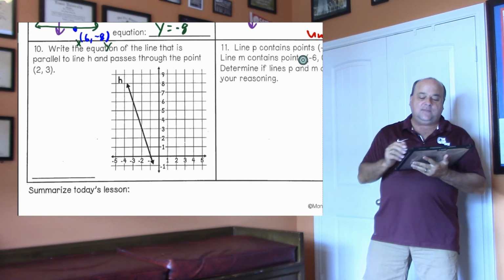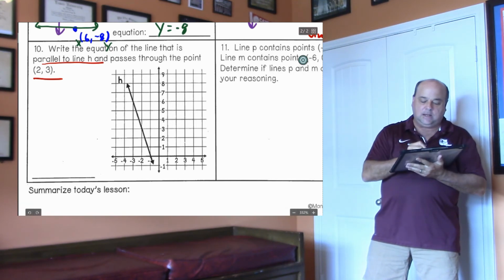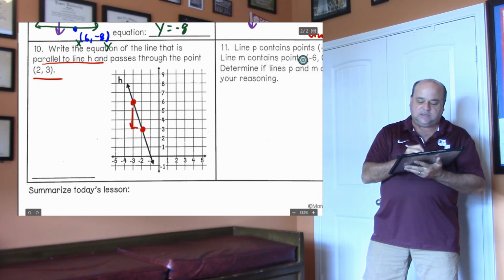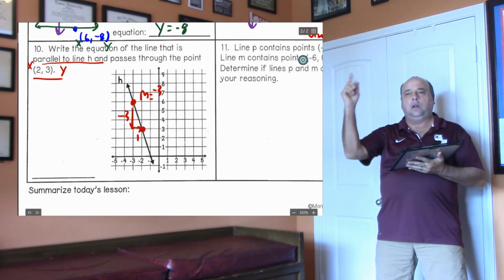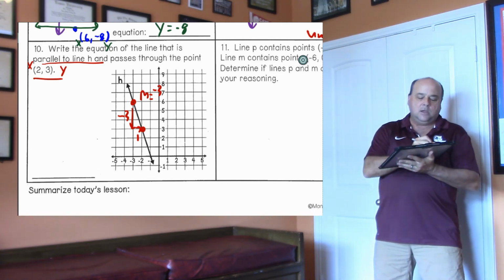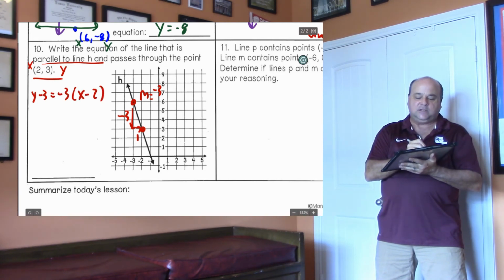Write the equation of a line that is parallel to this one and goes through (2, 3). So let's get our slope. I'm going to get this point it goes through, and the next grid point is this one. It goes down and over, so it goes down 3 over 1. So this has a slope of -3, doesn't it? Okay, so this is my x and this is my y. I'm going to plug it into point-slope and switch it. So y, the opposite of +3 is -3, equals -3 parentheses x minus 2.